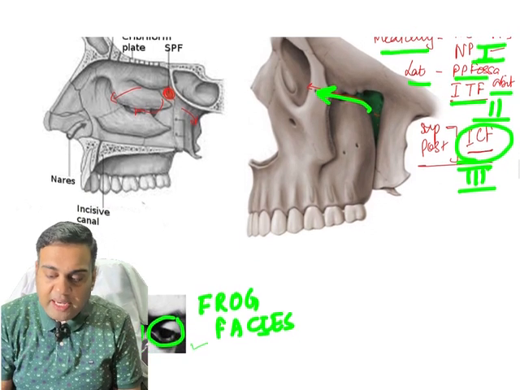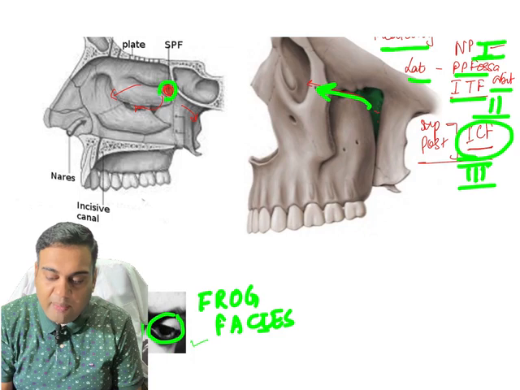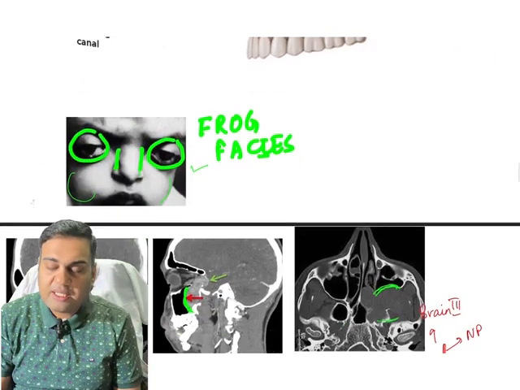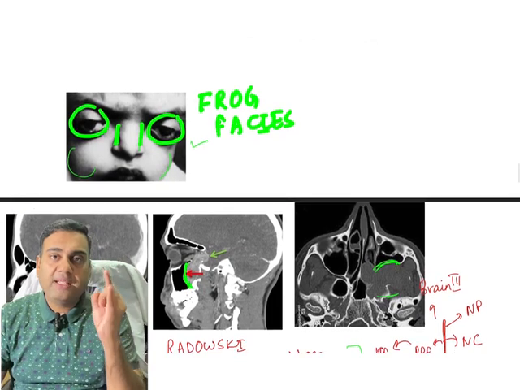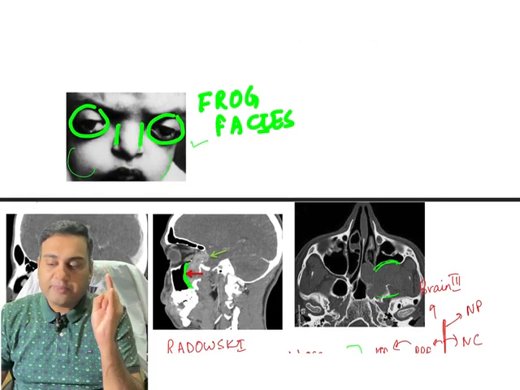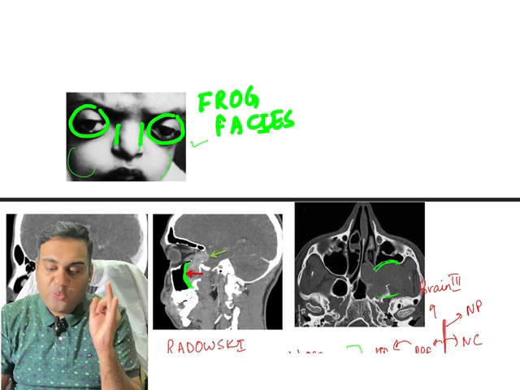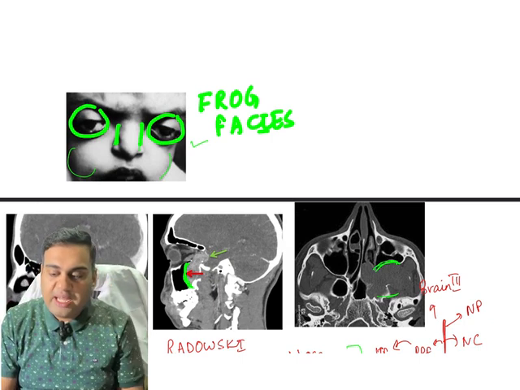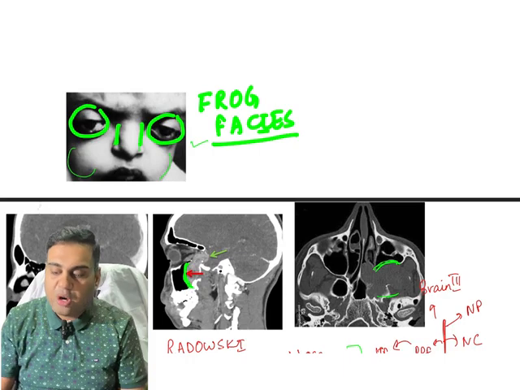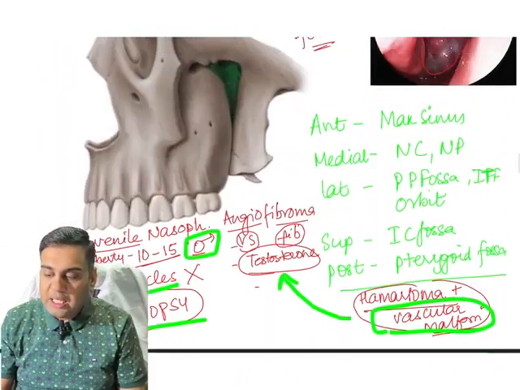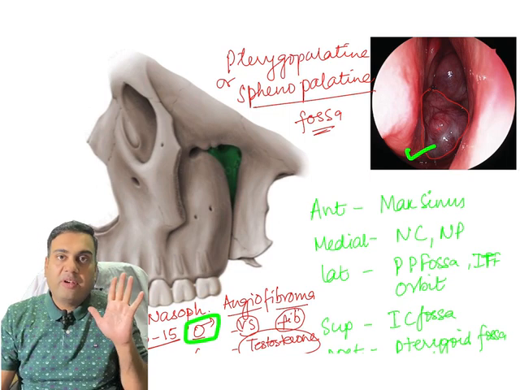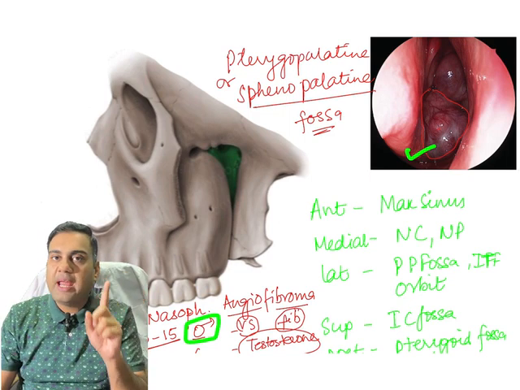Where is the sphenopalatine foramen located? It is located just behind the middle turbinate, right? What is the typical presentation? Bleeding, nasal obstruction, and on examination you will see protruding eyes, broadening of the nose, swelling in the cheek, typical frog face. And on endoscopy, you will see this kind of a picture. Once you see this kind of a picture, red flag, don't take a biopsy.